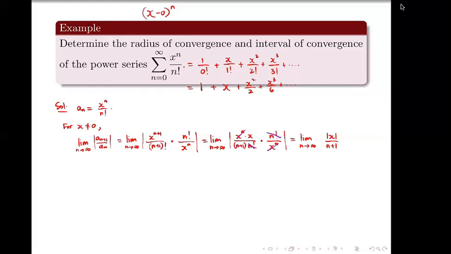And again, absolute value of x, it's just a constant relative to n. The variable for the limit is n. So this absolute value of x, we can bring it out. So we will have absolute value of x times the limit. Let me put this on the next line. We have absolute value of x times the limit as n approaches plus infinity of 1 over n plus 1. And look, as n approaches plus infinity, the limit is always 0.